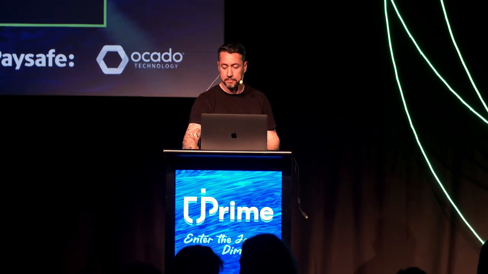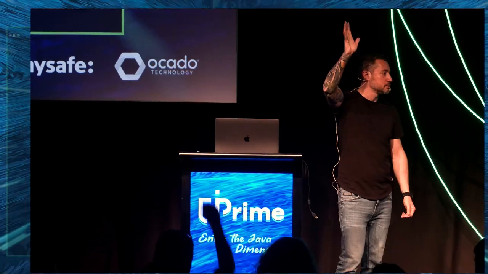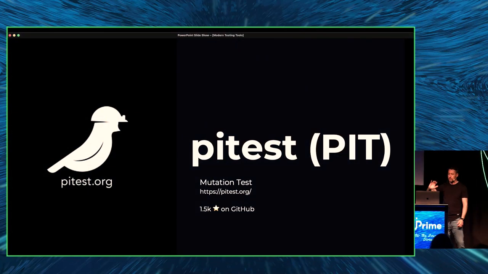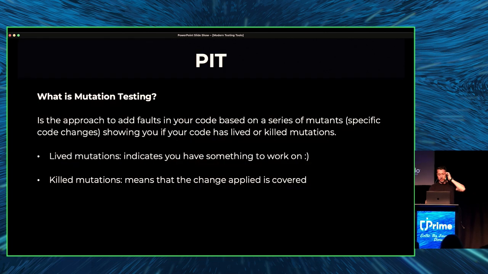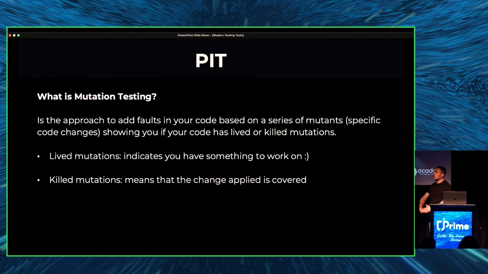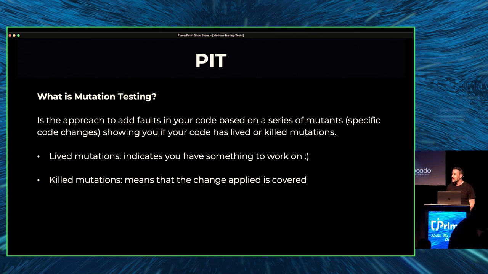The last tool, PiTest. Who knows PiTest here? A few. Yeah. Cool. It has few stars, but it's awesome too. What does PiTest do? Mutation testing. What is mutation testing? It's not from X-Men, but it's a concept where this tool will try to change your code under specific conditions to see if your code will survive that change or not. And actually, it should survive in order to be successful.